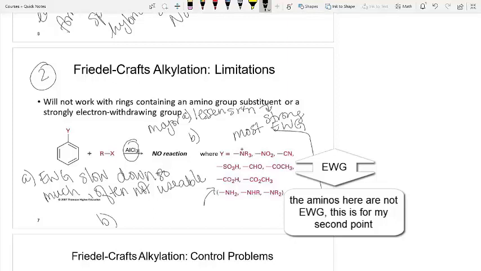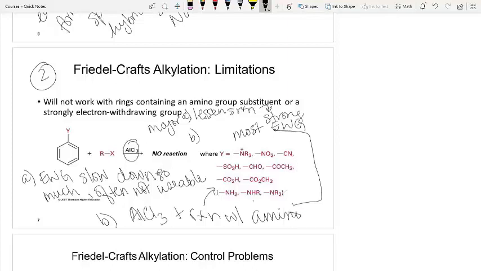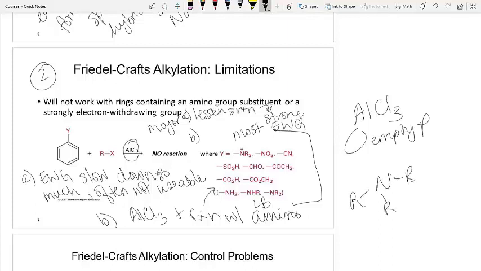Our second category has to do with the things at the bottom. These are not electron withdrawing groups, by the way, but they are amino groups, and amino groups are bases. So if we have an acid, the amino group, being a Lewis base, will react with the Lewis acid and take the Lewis acid out of the reaction. By doing that, this limits the possibility of this reaction. What will happen is the amino group will donate a lone pair into the empty p orbital of the Lewis acid, and then we have a reaction that doesn't complete because the Lewis acid is not there anymore.